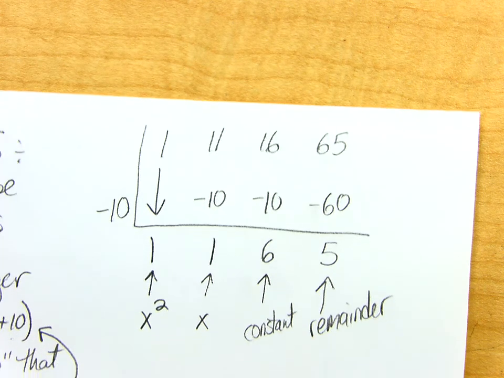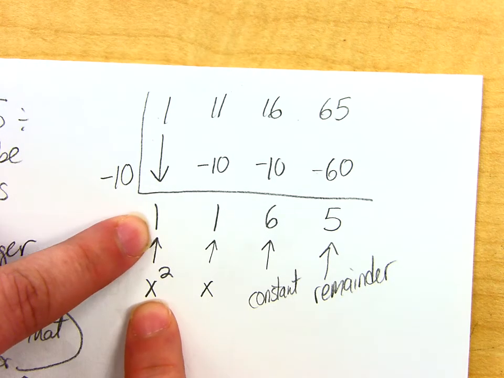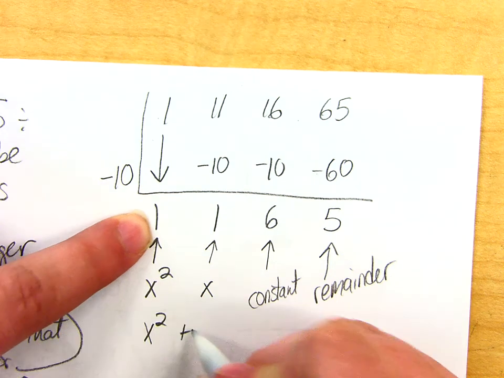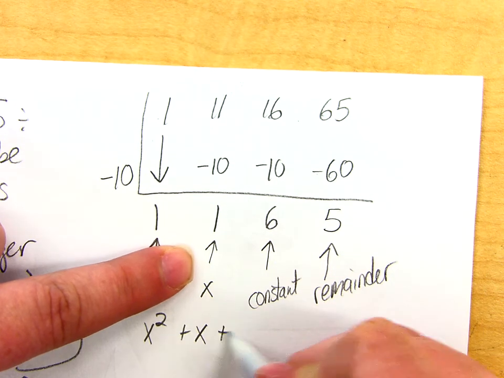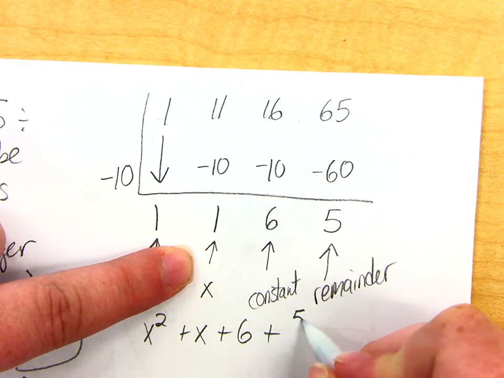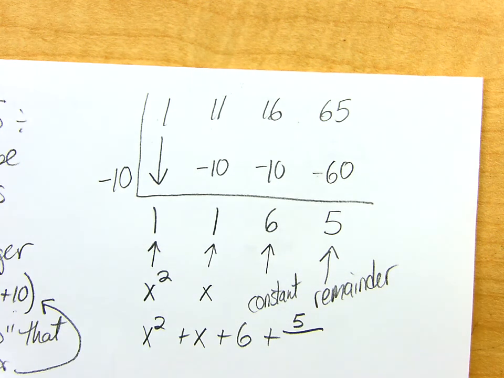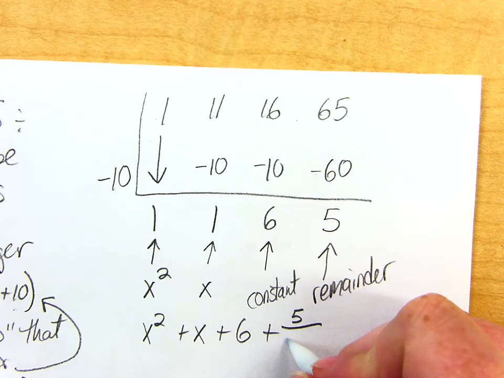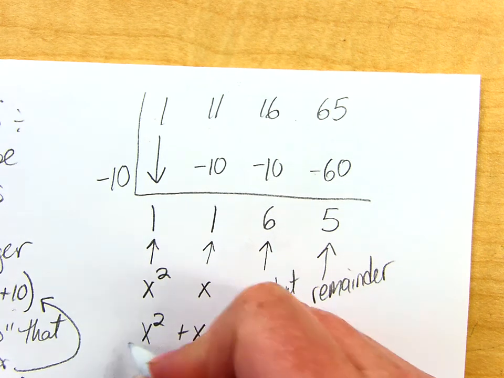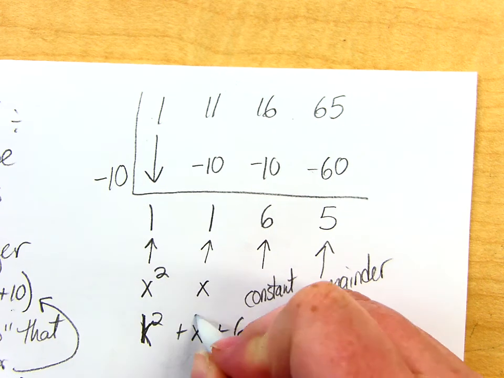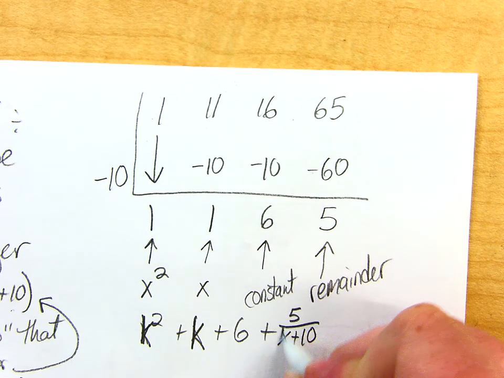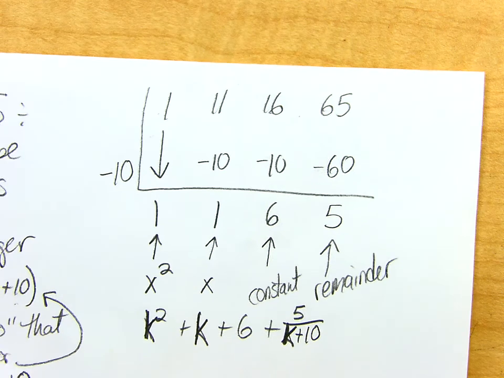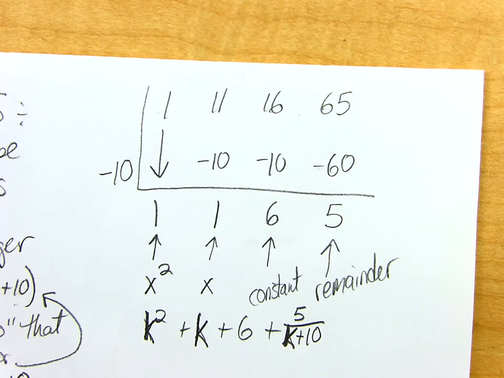So watch how I write the final answer. I would just write 1x squared, but the coefficient's a 1, you don't have to write it. So it's just x squared plus x plus 6, plus my remainder 5 over what I originally was dividing by, which was k. Oh, I'm sorry, these are supposed to be k's, not x's. Whatever. I was originally dividing by k plus 10. I hate when they don't use the variable that I use. So it's always over what you were originally dividing by.